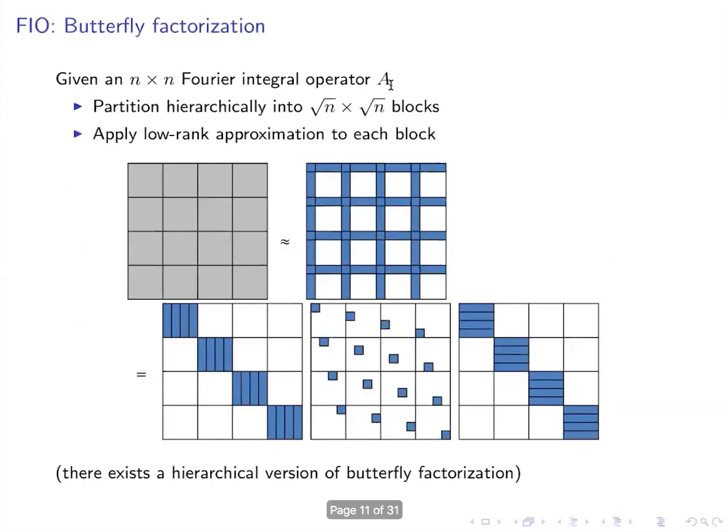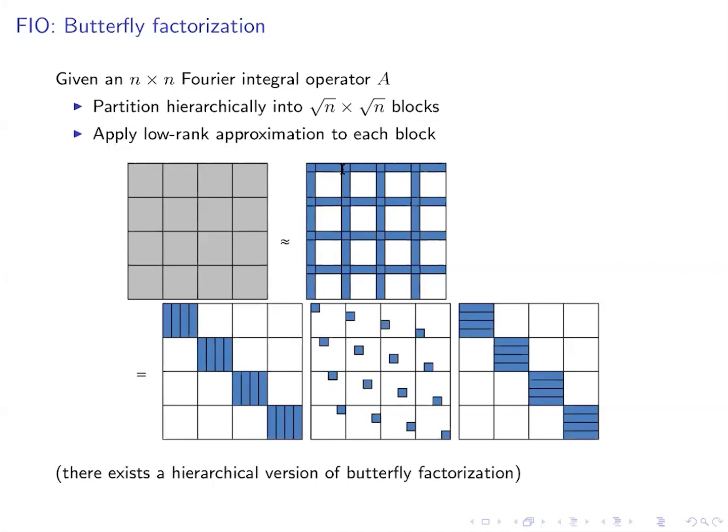So what do I mean by that? Suppose you give me a Fourier integral operator of size n by n. We're going to partition it into square root of n by square root of n blocks. Each of the blocks itself is also square root of n by square root of n. The property I talked about essentially ensures that each of these tiny blocks has a numerical low rank approximation. So each block can be written as a tall skinny matrix times a small square matrix times a fat matrix.